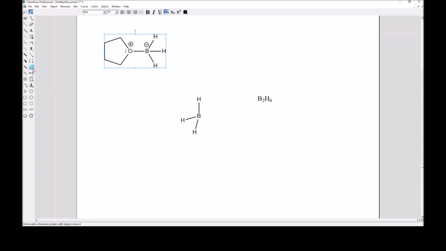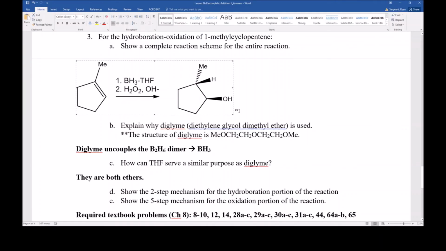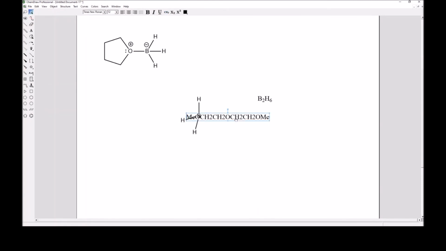Diglyme is a polyether, and I never remember the structure of it because it doesn't really matter. But let's go ahead and copy the structure right here, and I'll convert that into a Lewis structure so that you can appreciate what a mess it is, but also at the same time it's not that different from THF.